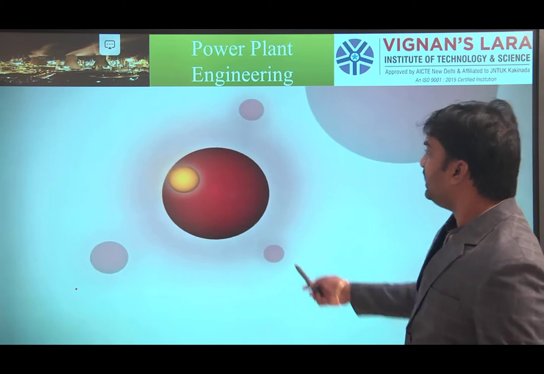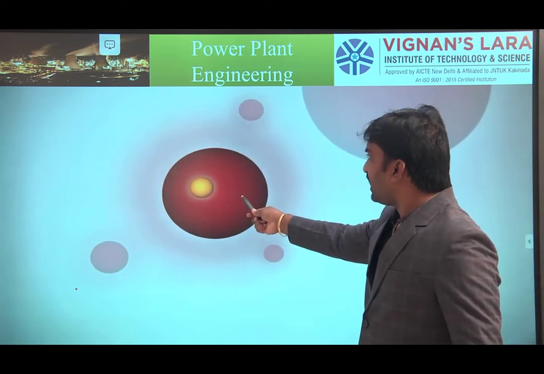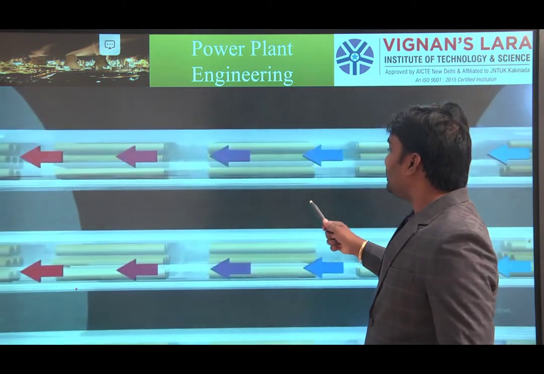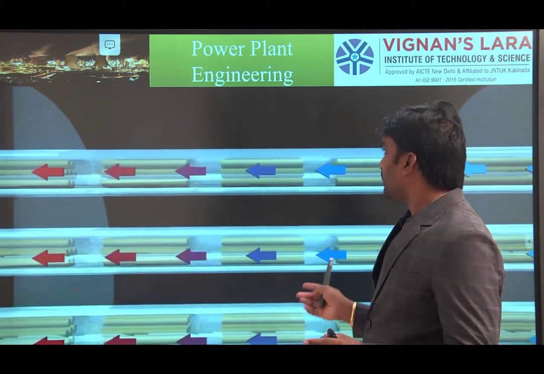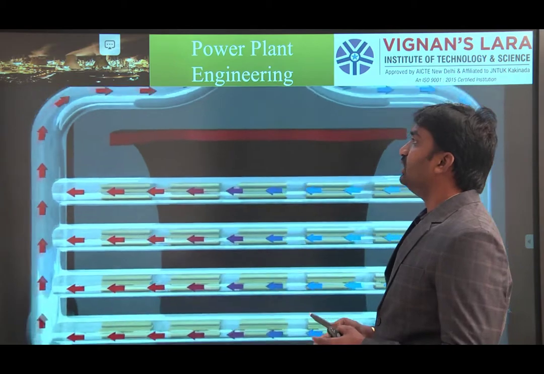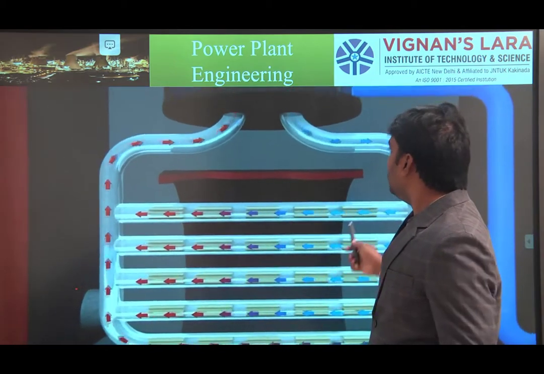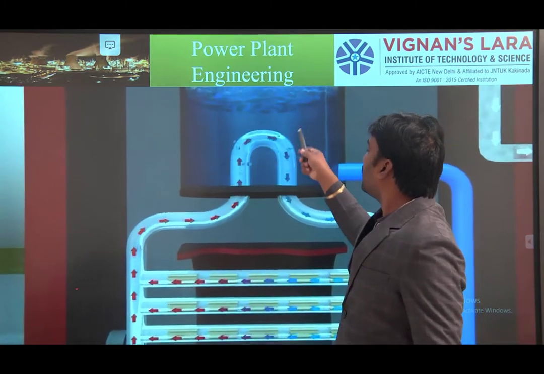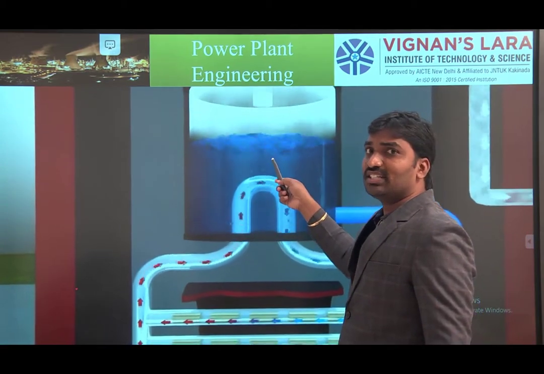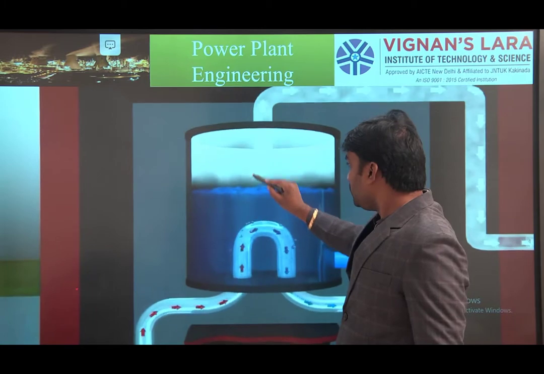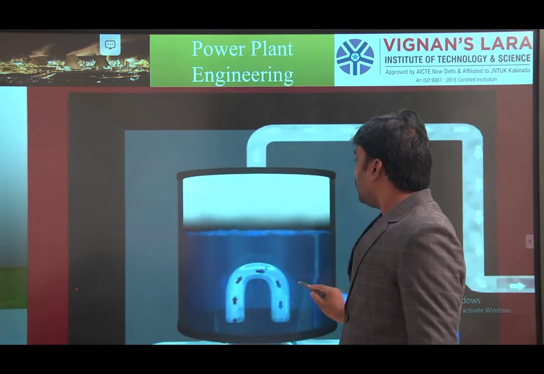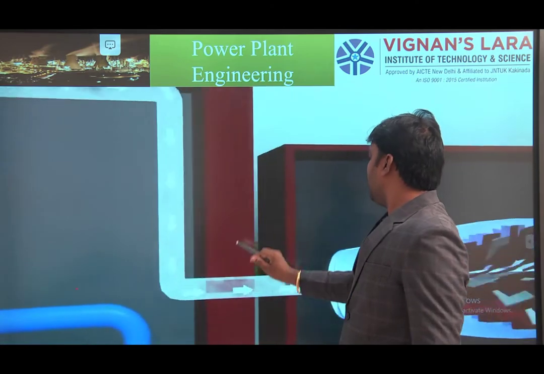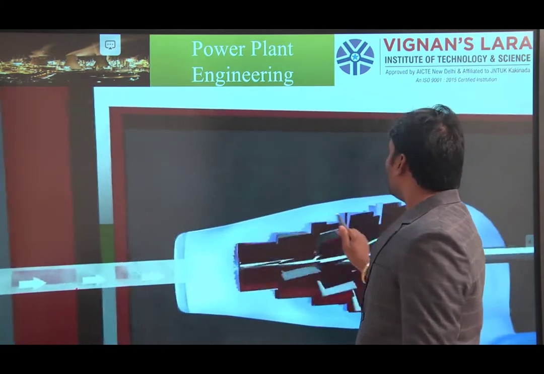So here, this is the neutron and this is the atom. When the neutron strikes an atom, it is split into smaller atoms, and that gives heat energy. So what we can do with heat energy: that heat energy is used for the conversion of water into steam. Okay. So this is the boiler part, and here the water is converted into steam. That converted steam flows onto the turbine. So this is the turbine part.